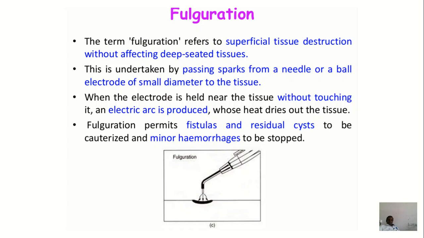When the electrode is held near the tissue without touching it, an electric arc is produced whose heat dries out the tissue. Fulguration permits fistulas and residual cysts to be cauterized and minor hemorrhage to be stopped generally. So this is fulguration.